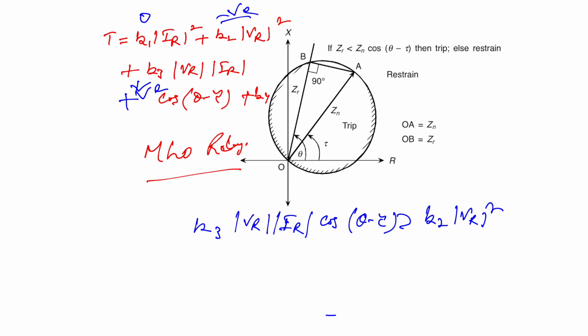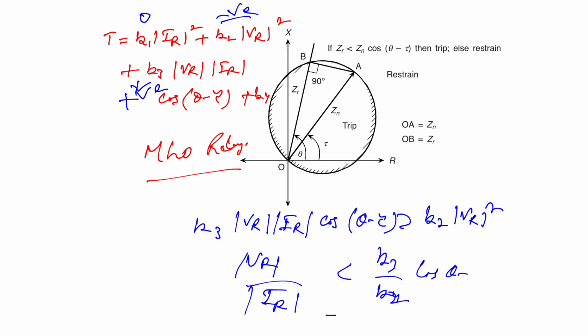Now the final torque equation, after certain simplifications, we are getting this: VR divided by IR is less than K3 by K2 cos of theta minus tau.